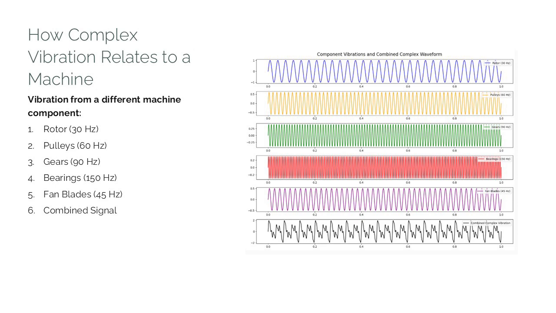Number 3, gears, 90 Hz, even higher frequency, smaller amplitude. Number 4, bearings, 150 Hz, high frequency, low amplitude vibration. Number 5, fan blades, 45 Hz, mid-frequency, moderate amplitude. Number 6, combined signal, the sum of all the above, forming a complex waveform.